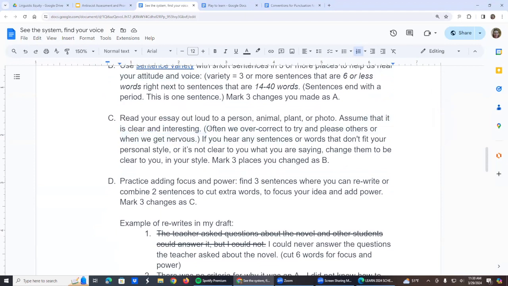Often we overcorrect to try to please others or when we get nervous. If you hear any sentences or words that don't fit your personal style, or it's not clear to you what you're saying, change them to be clear to you in your style.